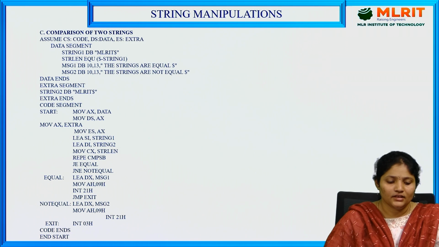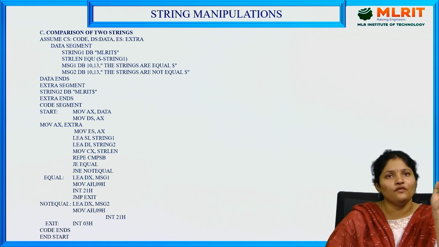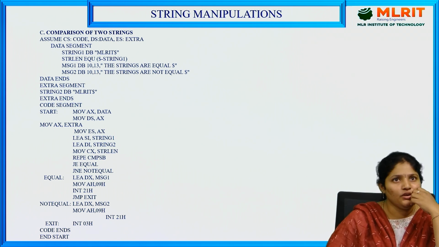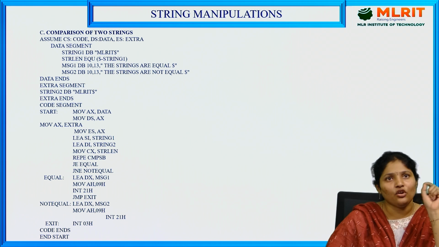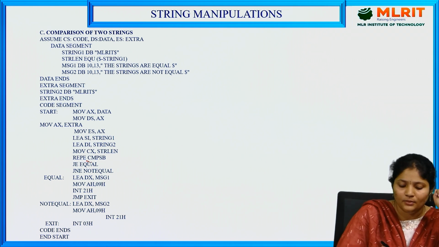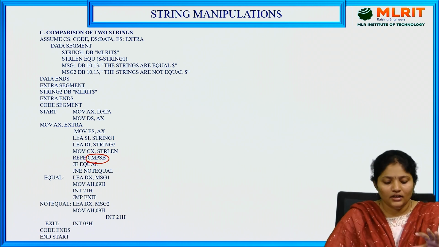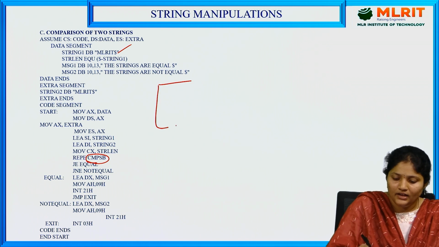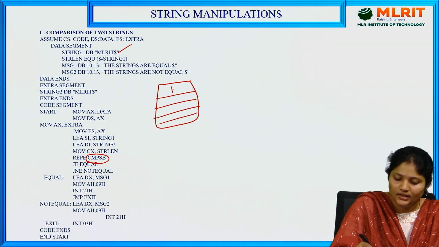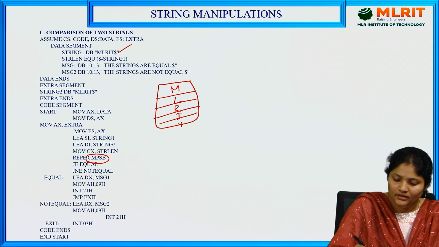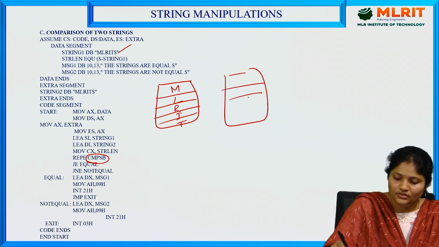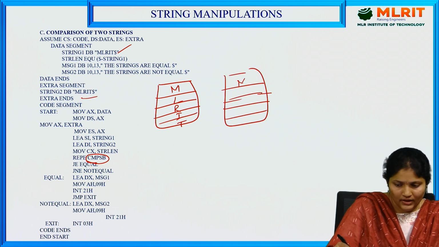Okay. Next, coming to the next program, here comparison of two strings. As I already told you, there is no need to compare each character of a string with the other character. There is one instruction which can continuously compare the two strings and directly give the output, which is nothing but the compare string byte instruction used in string manipulations. Here the first one is MLRIT, so it will be stored like this, MLRIT. The second string, string 2, is also MLRIT.